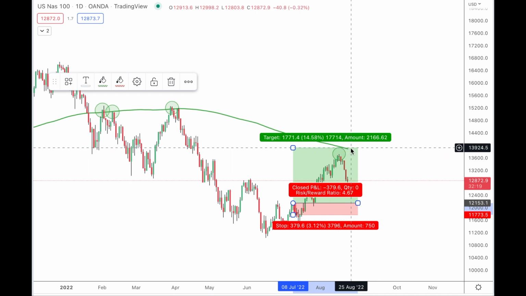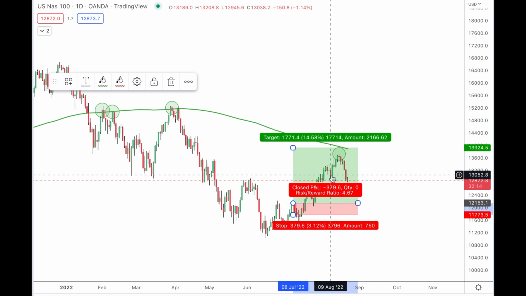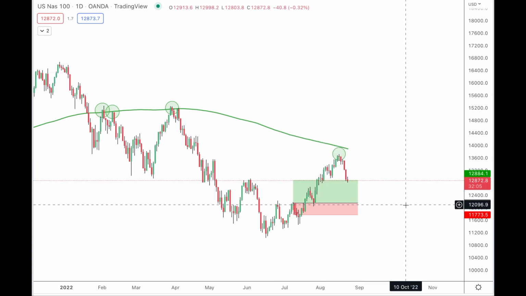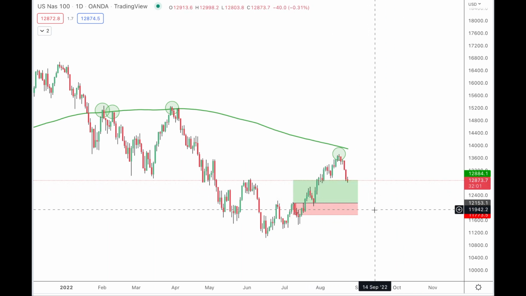Now, as you can see, it didn't reach it for this case. So instead, once it breaks this level, it would be invalidated as an upwards movement. So your take profit then would be at the break of that level, which would be over here. And it would still be a good trade, just not as great as you wanted it to be.